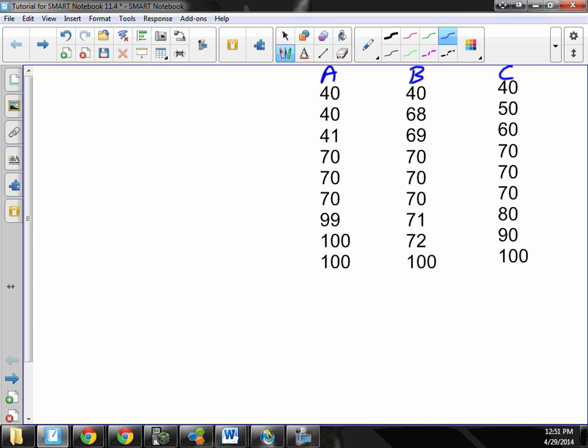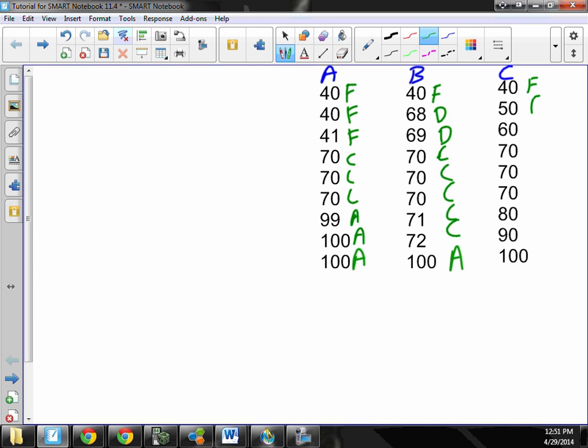Well, let's think. Which has numbers that are further from 70? Connor? Well, if these were test scores, then we could grade them. F, F, F, C, C, C, A, A, A. F, D, D, C, C, C, C, C, A, and F, F, D, C, C, B, A, A.